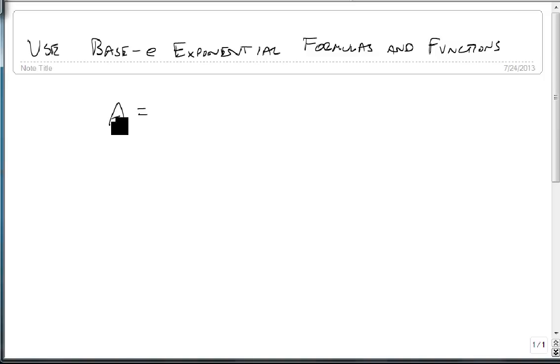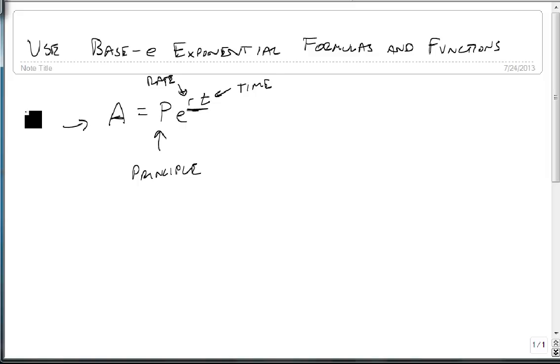So this is going to be the amount in the account is equal to P, the principal, times e to the RT power. Now notice both the R and the T are up in the exponent. So we have our principal, we have our interest rate, and we have how long we let it sit. And if we use all of those correctly, that'll give us the amount after T years. So time is measured in years, but it's compounding every second.